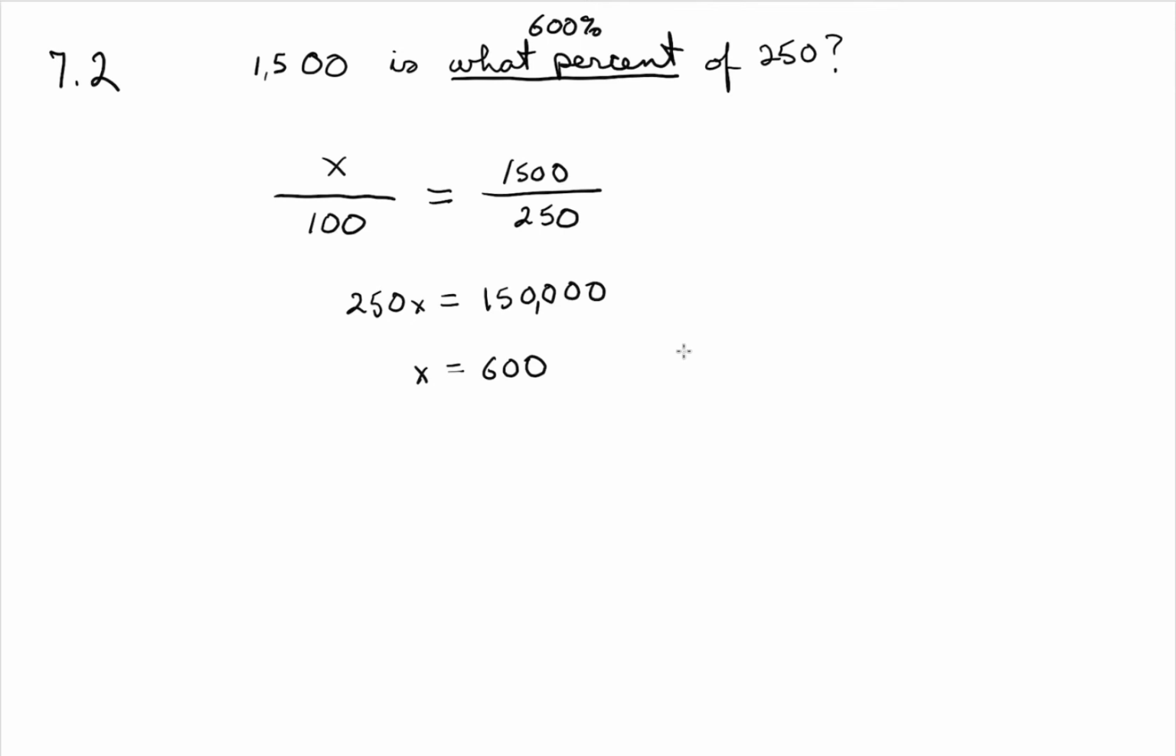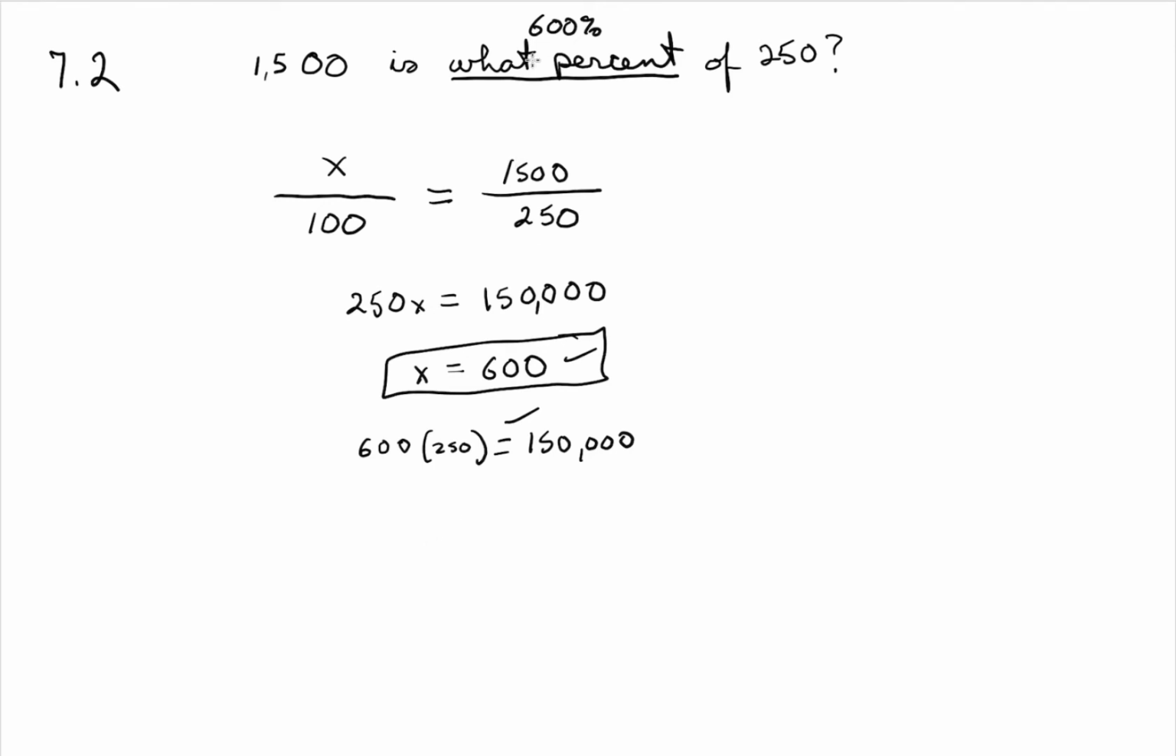Okay? That's it. That's the answer. And we know it's right because we can sub in 600 here. So 600 times 250 should equal 150,000. And when we do the math, we see that it does. So this checks. So this is correct.